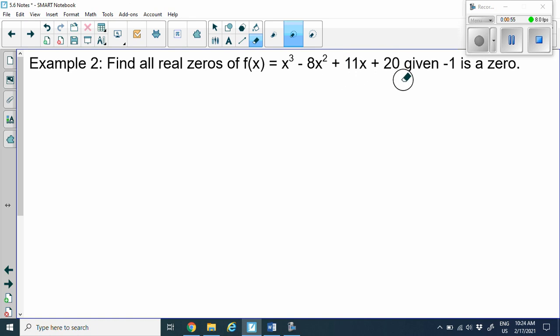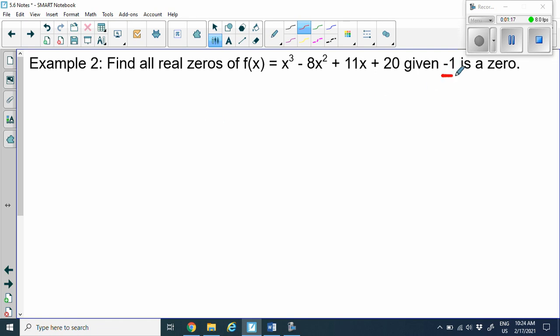Also notice that they gave us a zero. Anytime they give you a zero, you have to use synthetic division to solve. So what I would like you to do is pause this video and try this one on your own, since we've done this quite a bit. Okay, let's see what you got.